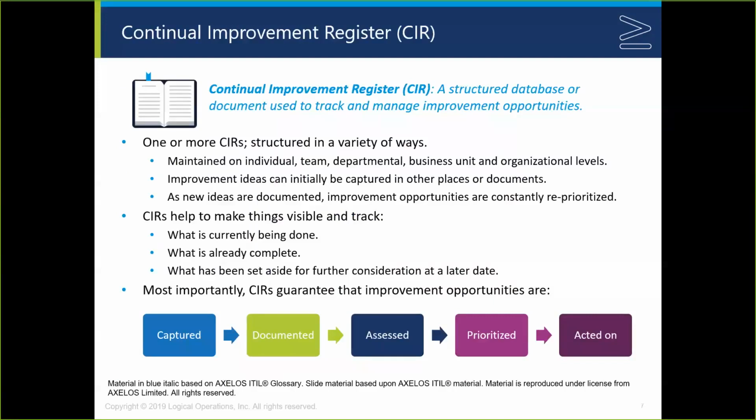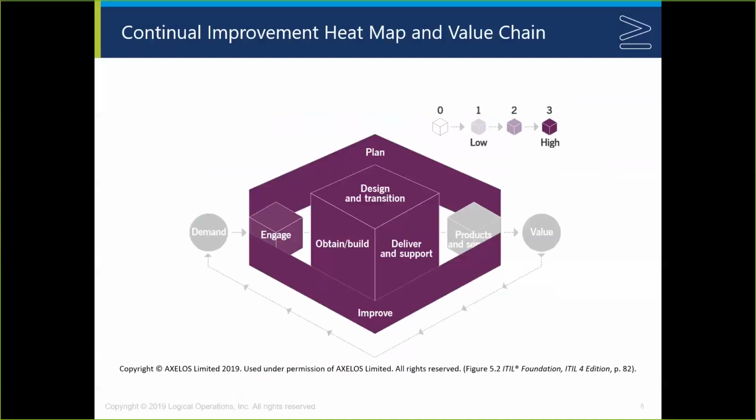This is an examinable term, so they need to know that this is what we used to call the CSI register. We're tracking and managing these things. There's no particular structure that we have to use for this. I could have one, I could have many, I could structure them in a lot of different ways. The most important thing is that we're capturing these things, and that we're actually using this to help drive these things through so we can actually deliver on some of these improvements. We then finish up by looking at the overall heat map.